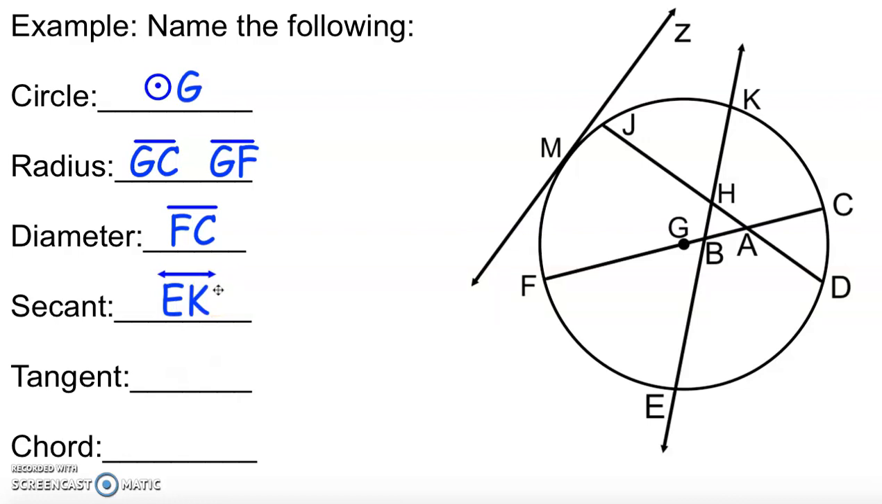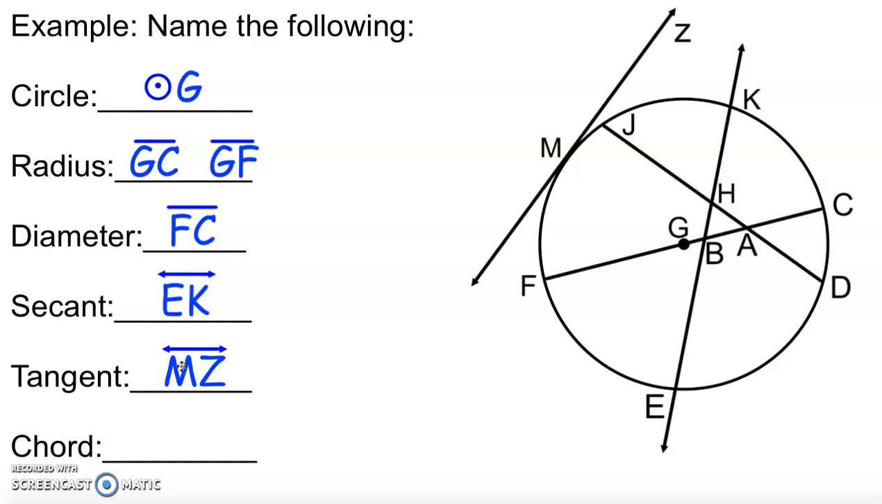Tangent, I've got a couple of options here. I've got 1 point of tangency here at M. This is what's touching the circle in 1 spot. I could call this line MZ, segment MZ, ray MZ. I've got a lot of options there. In this case, I just went with the biggest option, which is line MZ.